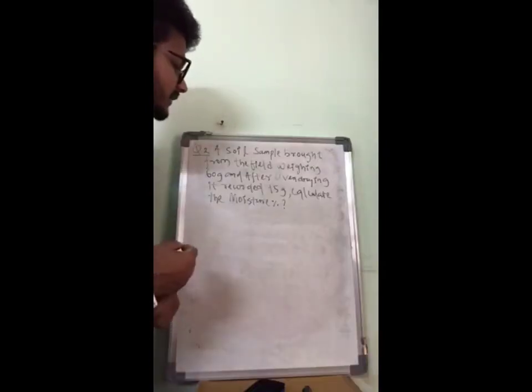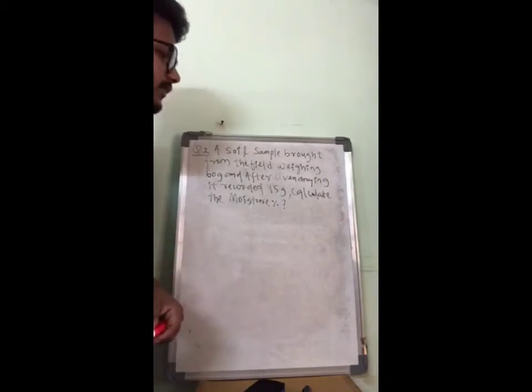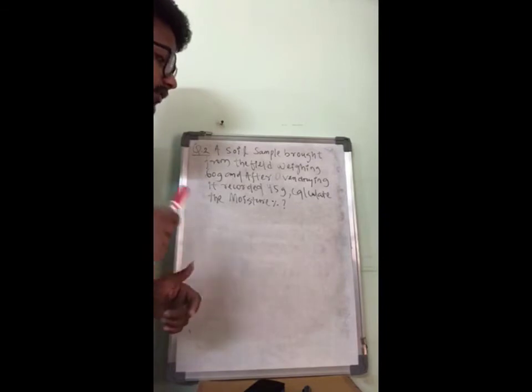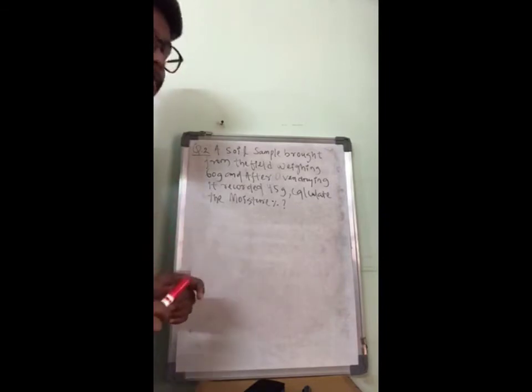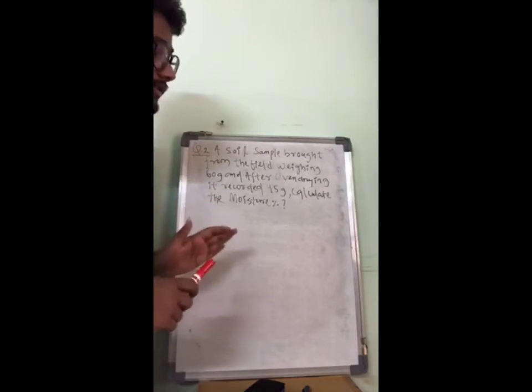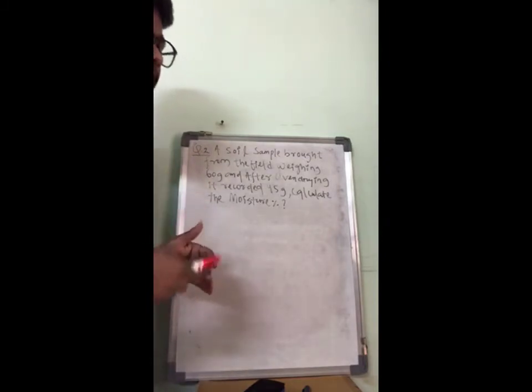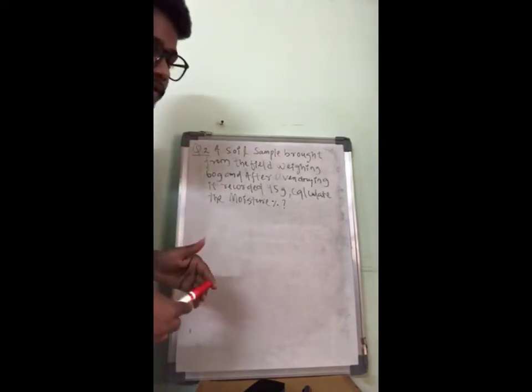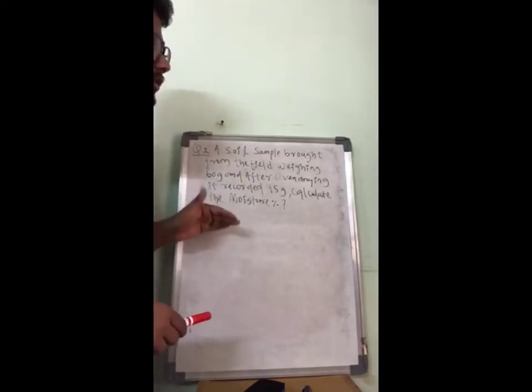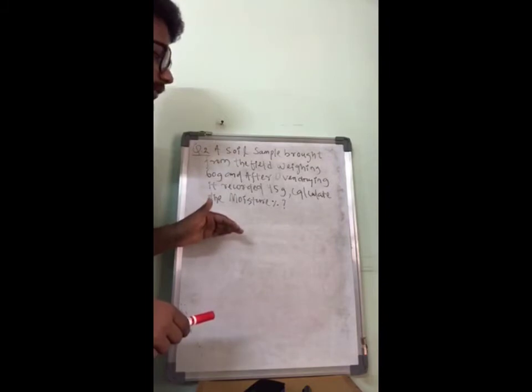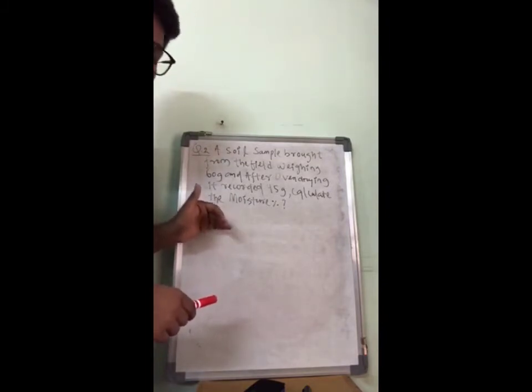The next question is: a soil sample brought from the field weighing 60 gram, and after oven drying it recorded 45 gram. Calculate the moisture percentage. Friends, this is the most common question used to come in the exam, whether you are attending JRF, SRF or all state competitive exams. So let's solve how we can do it.